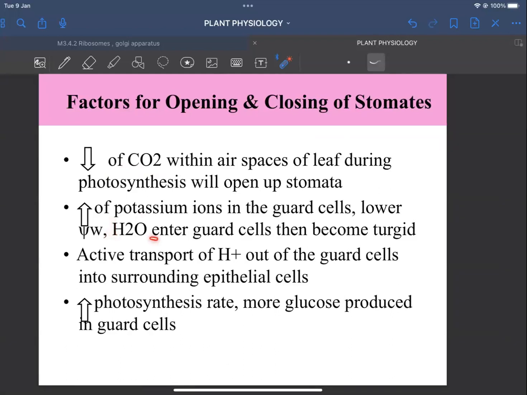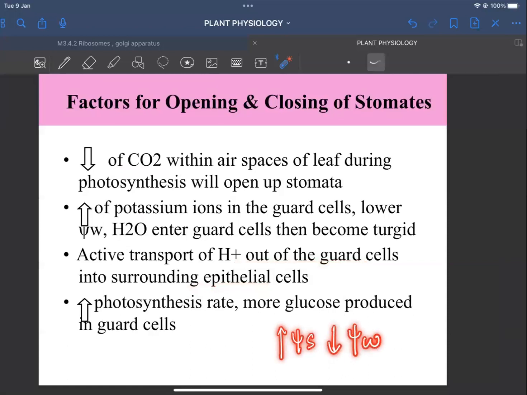So you are making all the water molecules from the neighboring epidermal tissue enter the guard cells, and they are going to become turgid. Again, there is active transport of hydrogen ions out of the guard cells into the surrounding epidermal cells as well. Also, the photosynthesis rate increases, so you are going to produce more glucose.